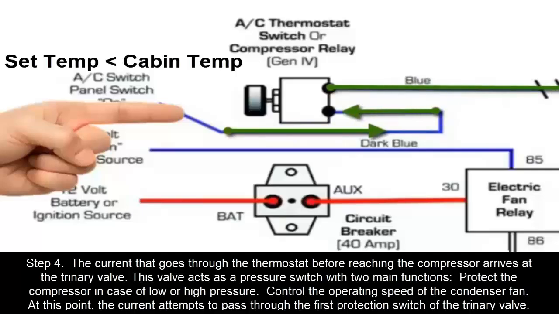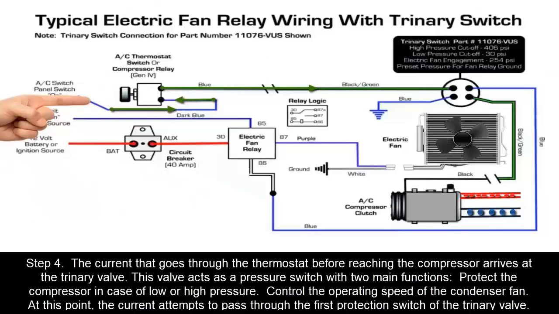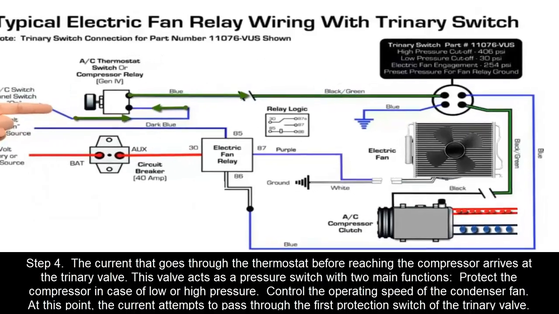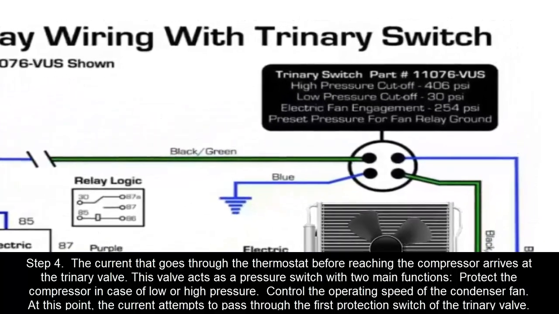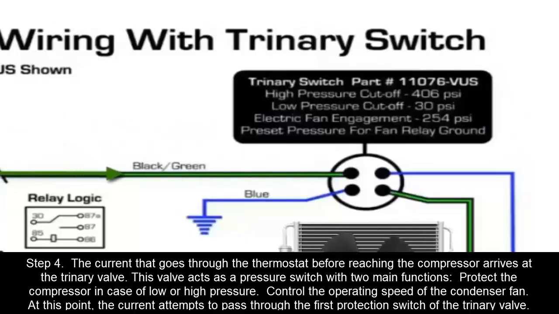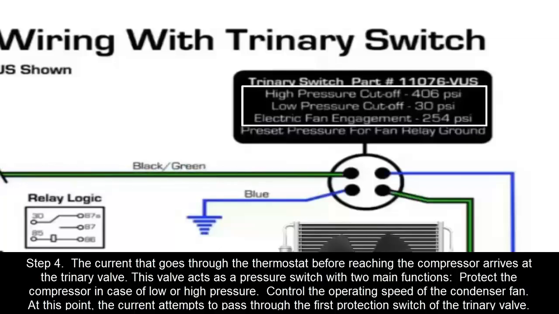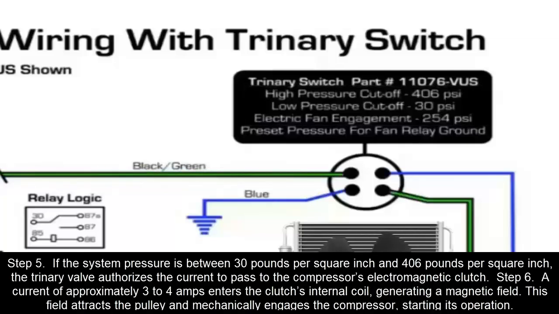Step 4. The current that goes through the thermostat before reaching the compressor arrives at the trinary valve. This valve acts as a pressure switch with two main functions: protect the compressor in case of low or high pressure, and control the operating speed of the condenser fan. At this point, the current attempts to pass through the first protection switch of the trinary valve.